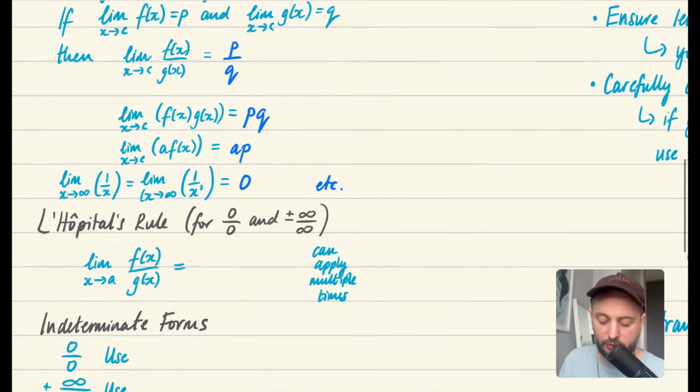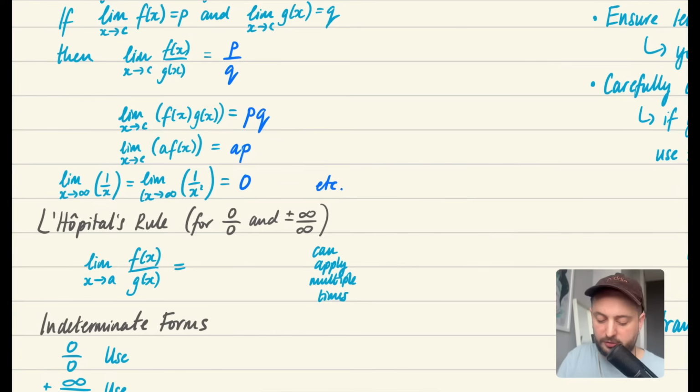Now, L'Hopital's rule can only be done for these indeterminate forms where the numerator's limit is 0 and the denominator's 0, or if the numerator is infinity and the denominator is infinity. They don't both need to be positive. One could be positive, one could be negative, or they could both be negative.